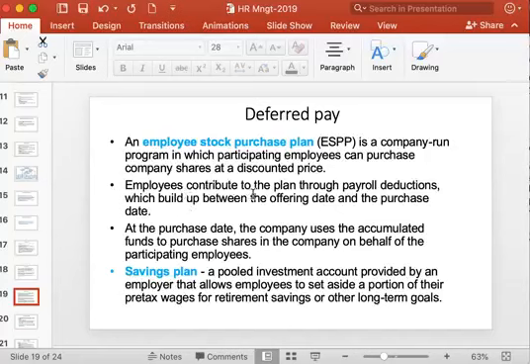In this case, employees contribute to the ESPP through payroll deductions which build up between the offering date and the purchase date. At the purchase date, the company uses the accumulated funds of the employees to purchase shares for them in the company. Savings plan refers to a pooled investment account provided by an employer that allows employees to set aside a portion of their pre-tax wages for retirement savings or other long-term goals.